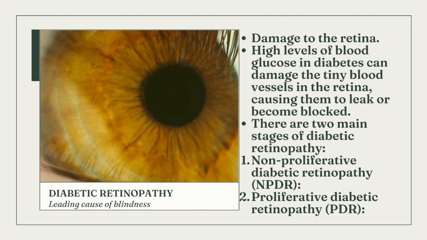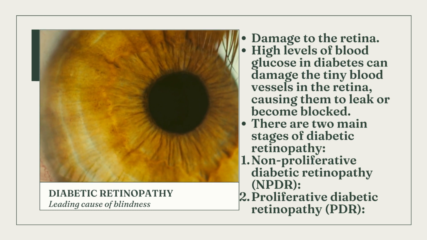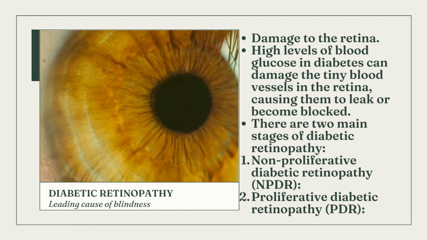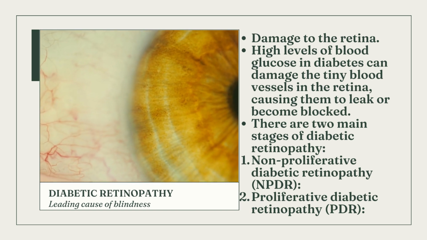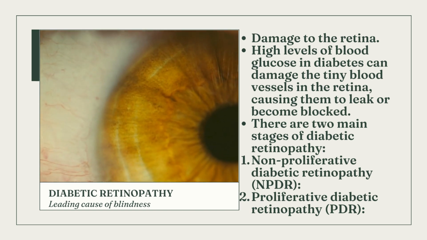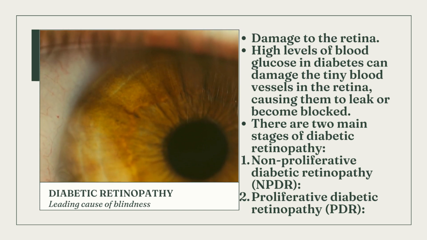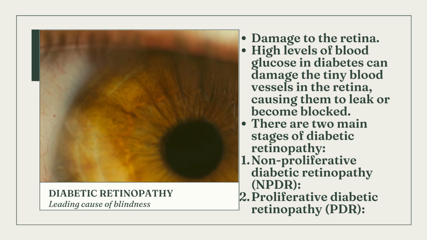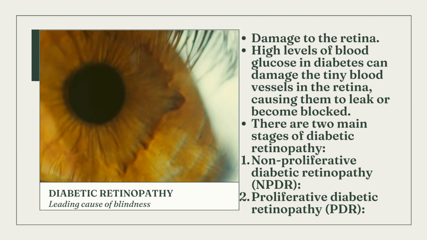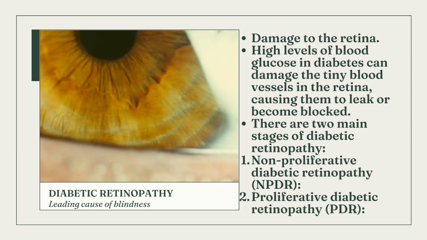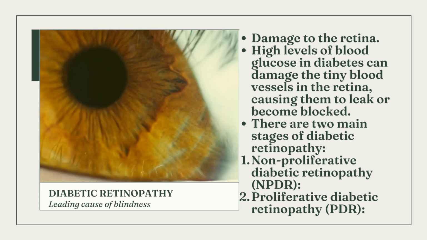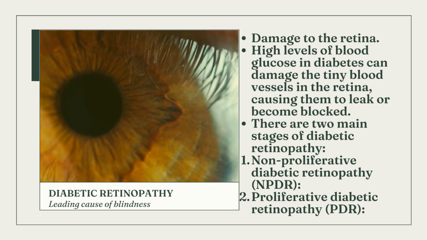2. Proliferative diabetic retinopathy, PDR. This is the more advanced form of the disease and is characterized by the growth of new, fragile blood vessels on the surface of the retina. These new vessels can bleed into the vitreous, the clear gel that fills the center of the eye, leading to serious vision problems or even blindness. Additionally, the growth of these new vessels can lead to scar tissue formation that can cause retinal detachment.